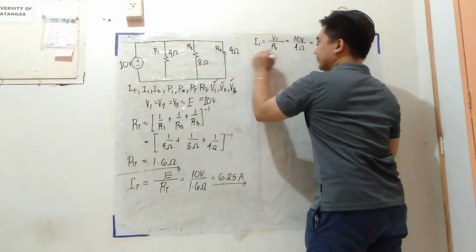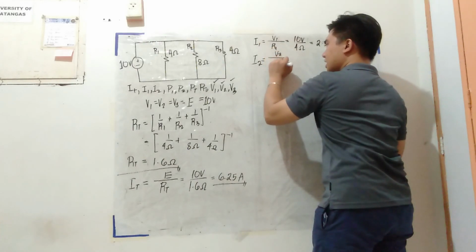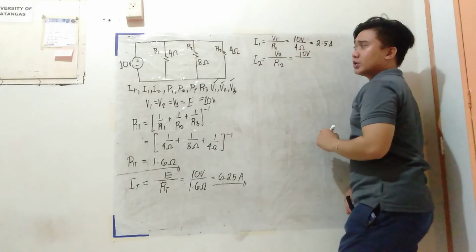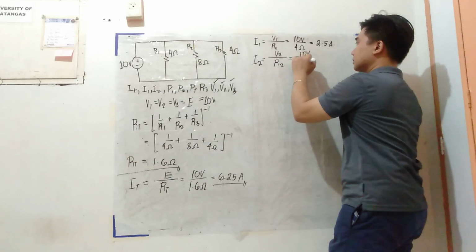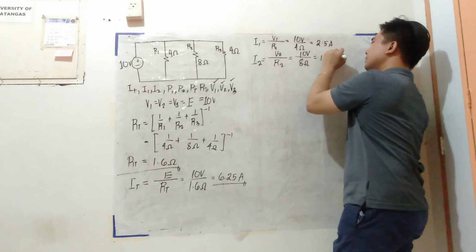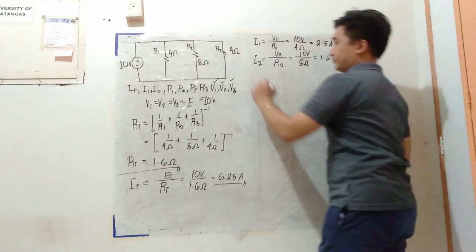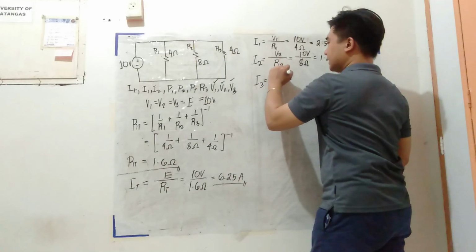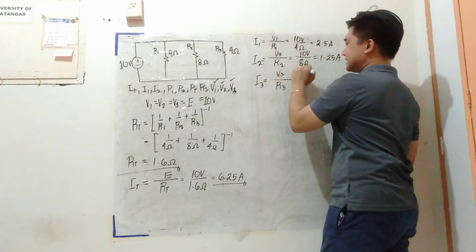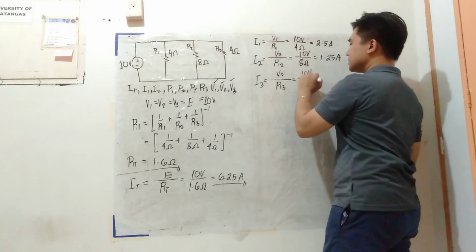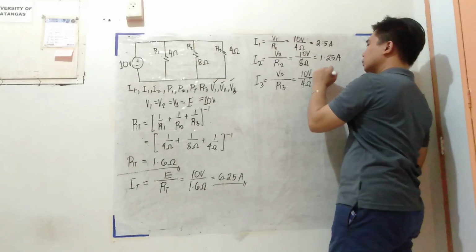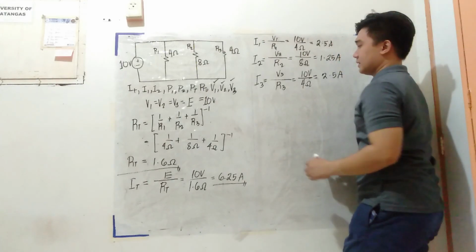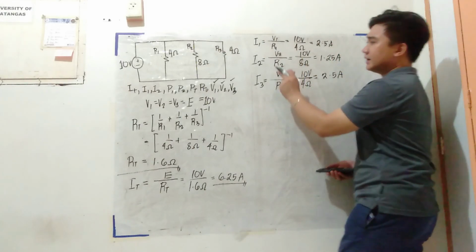Next, to find I2, that is just simply equal to V2 over R2. So, your voltage is 10 volts, while your resistor is 8 ohms. So that is equal to 1.25 amperes. Next, for I3, okay, so that's V3 over R3. Your V3 is 10 volts, your R3 is 4 ohms. So just the same as this one, this is equal to 2.5 amperes. Okay? So, meron na tayong I1, I2, and I3.